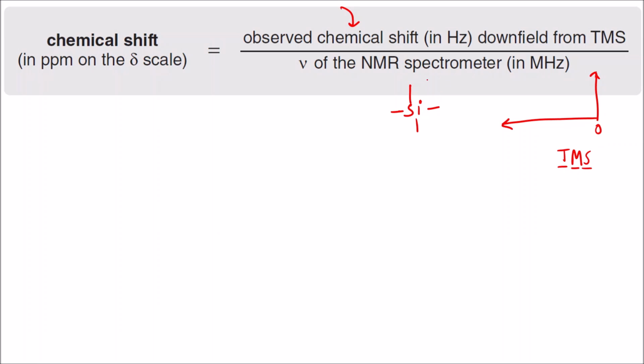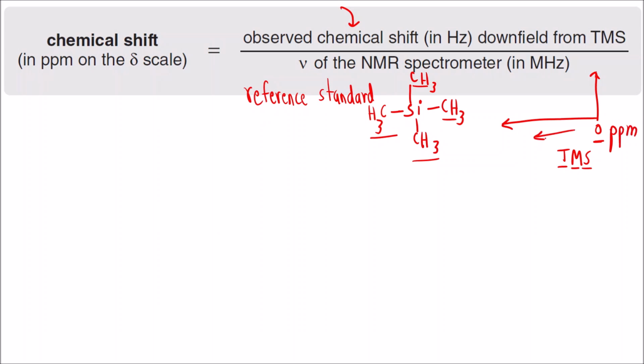Silicon also belongs to the carbon family. Tetramethyl means there are 4 methyl groups. Tetra means 4. So this is the reference standard, or you can say the internal standard, that is used in NMR. This value is highly shielded. There are 12 methyl groups, so it is highly shielded, and its value is assumed to be 0 ppm. Then as we go to the left, the chemical shift value increases.